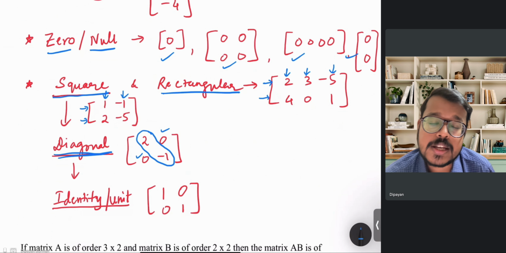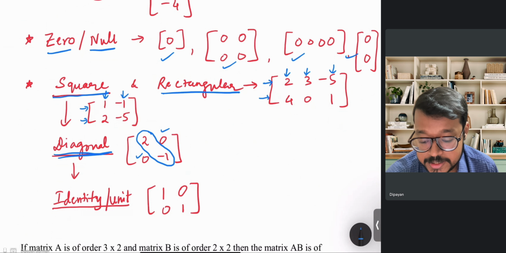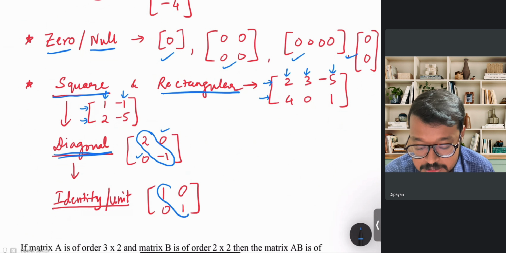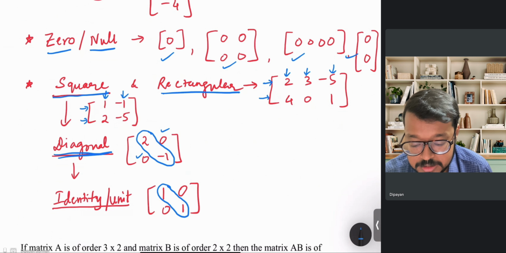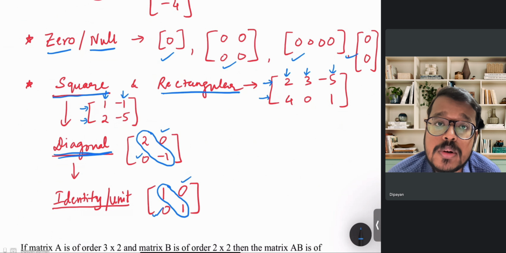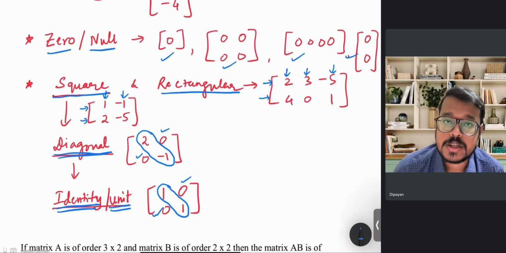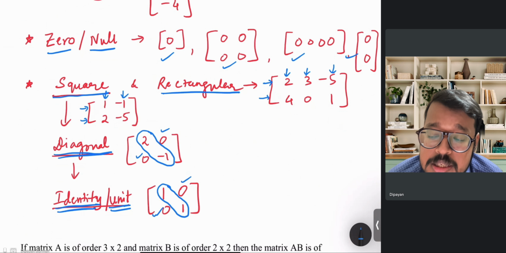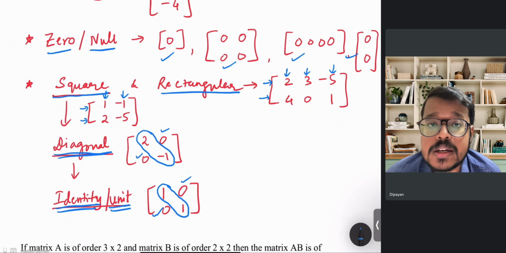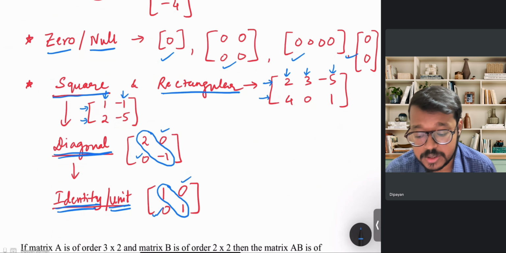If I further classify a diagonal matrix and make it something special, for example, the elements in the principal diagonal are exactly equal to 1 and all the other elements in the square matrix are equal to 0, then that is known as an identity matrix or a unit matrix. So I can say that an identity matrix is a diagonal matrix and a square matrix. A diagonal matrix is a square matrix. So they are just classifications of square matrices.